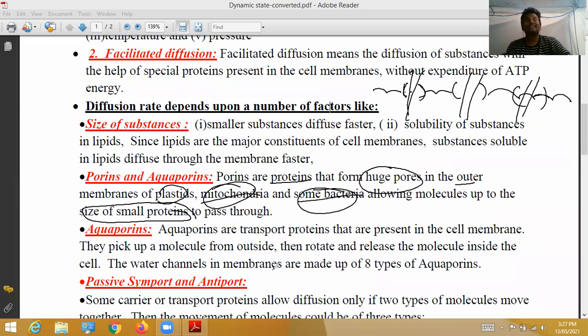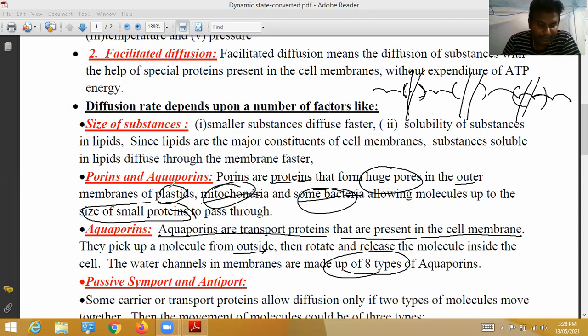Next, aquaporins. Aquaporins are transport proteins that are present in the cell membrane. They pick up a molecule from outside, then rotate and release the molecule inside the cell. The water channels in the membrane are made up of 8 different types of aquaporins.